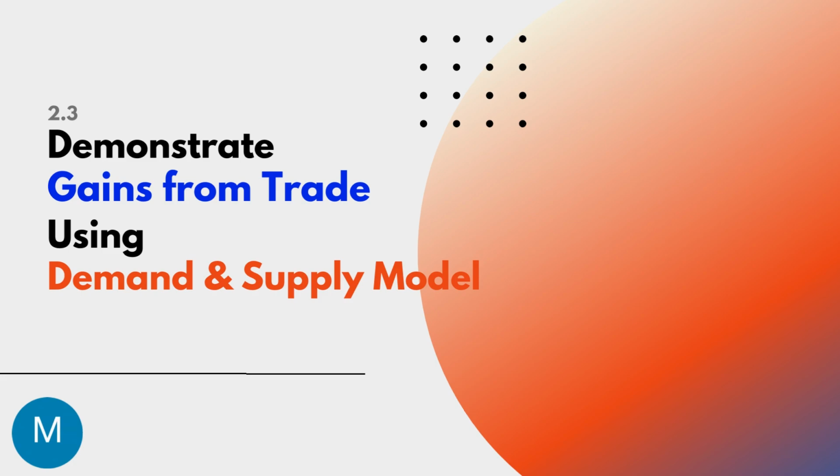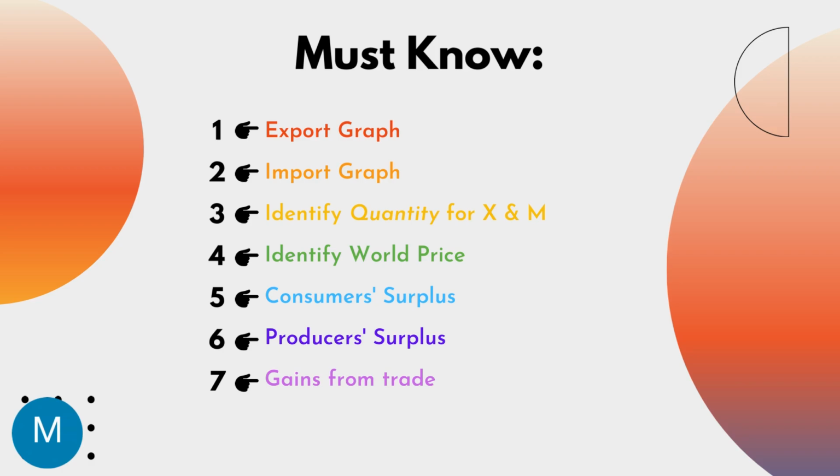Besides using calculation, we could also use the demand and supply model to demonstrate gains from trade. This is one of the most popular questions for this topic in the WAIS exam. To answer this question in the exam, there are seven things that you must know. These include drawing an export graph or import graph. Third, from the graph, you must be able to identify the quantity for import and quantity for export, and then identify the world price. Next, find out where the consumer surplus, or the gains for the consumer, and the gains for the producers are. And lastly, we must be able to identify from the graph where the gains from trade are.